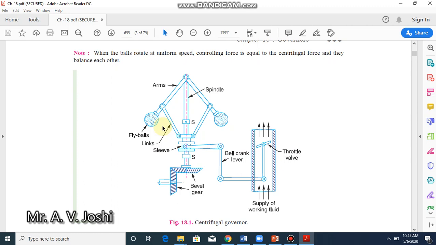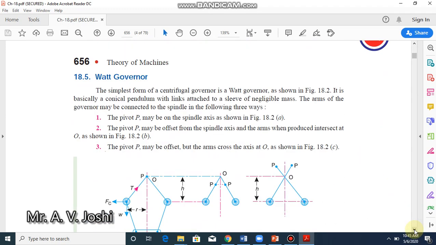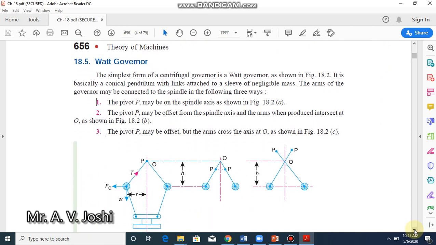As I said, the simplest form of centrifugal governor is the Watt governor. It is basically a conical pendulum with links attached to a sleeve of negligible mass. The arms of the governor may be connected to the spindle in the following three ways. Look at these three ways. The first way is with the help of this point.